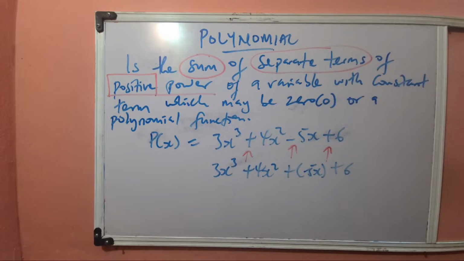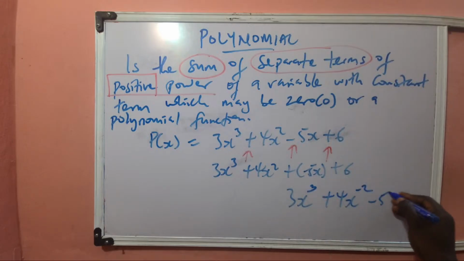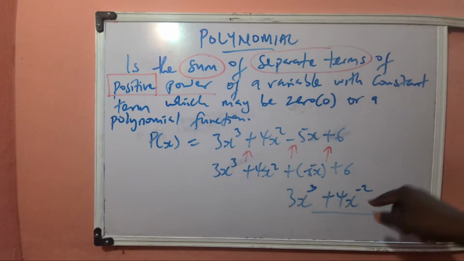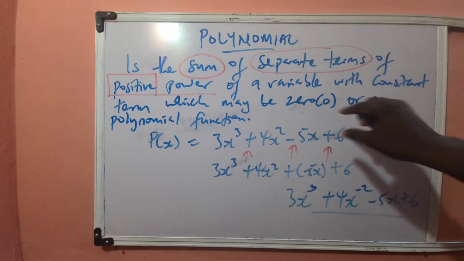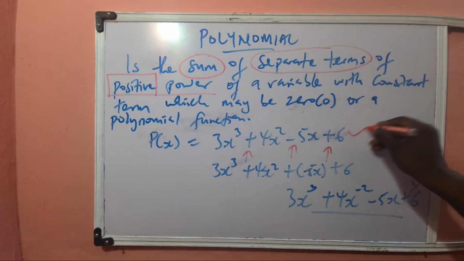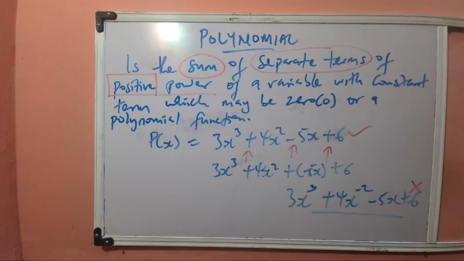So if you have a case where you're dealing with, let's say for instance, 3x cubed plus 4x raised to the power minus 2 minus 5x plus 6. Even though this looks very similar to the earlier one, we can see minus 2 right here. This minus 2 makes this particular expression not a polynomial, because a polynomial has to do with positive powers of a variable. So without that, you cannot define it as a polynomial. This is not going to be a polynomial, while the other is a polynomial, because it doesn't conform to the definition of having a positive power for the variable.